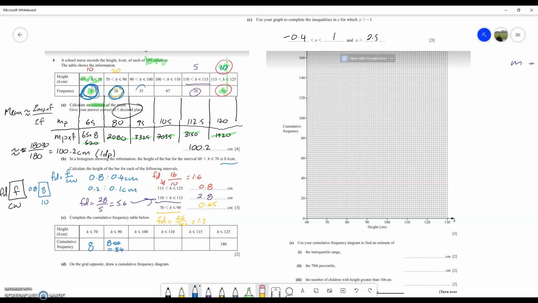For everything less than 100, we'd have to add another 35, which would give us 69. For everything less than or equal to 110, we have to add another 67, which would give us 136. And for everything less than 115, we'd have to add another 28, which gives us 164. And then for everything less than 125 centimeters would be 180, which makes sense because that's our total.